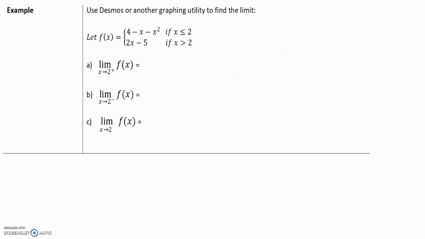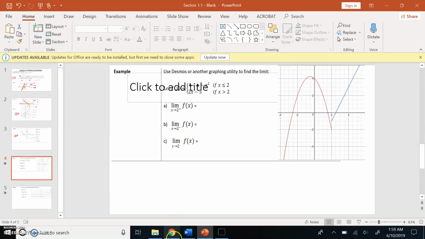Okay, now we're going to talk about some graphing. This is an example of a piecewise function. A piecewise function is when the values of x are less than or equal to 2, the first function applies, and when the values of x are greater than 2, the second function applies. And we are going to learn how to graph this using a graphing utility such as Desmos, which is my personal favorite. So what I want you guys to do is pull up desmos.com.